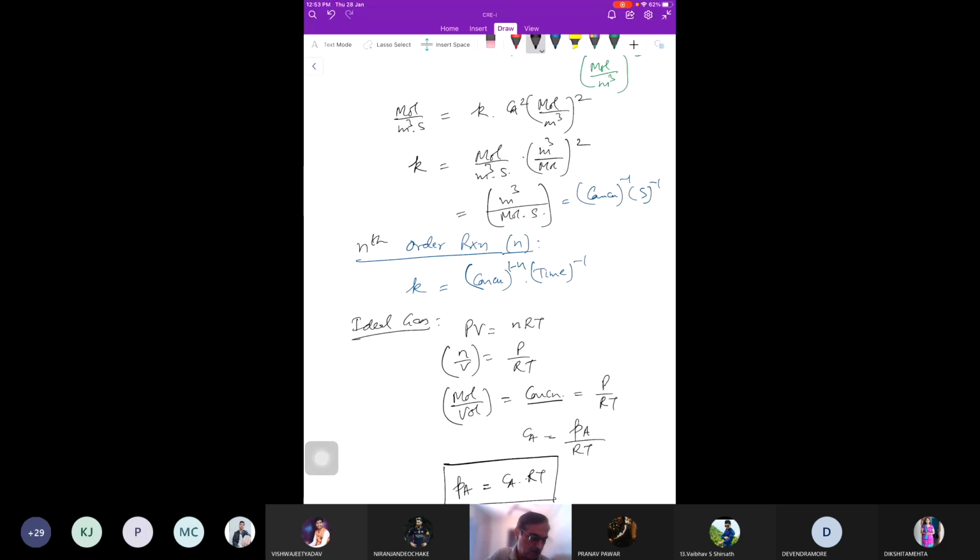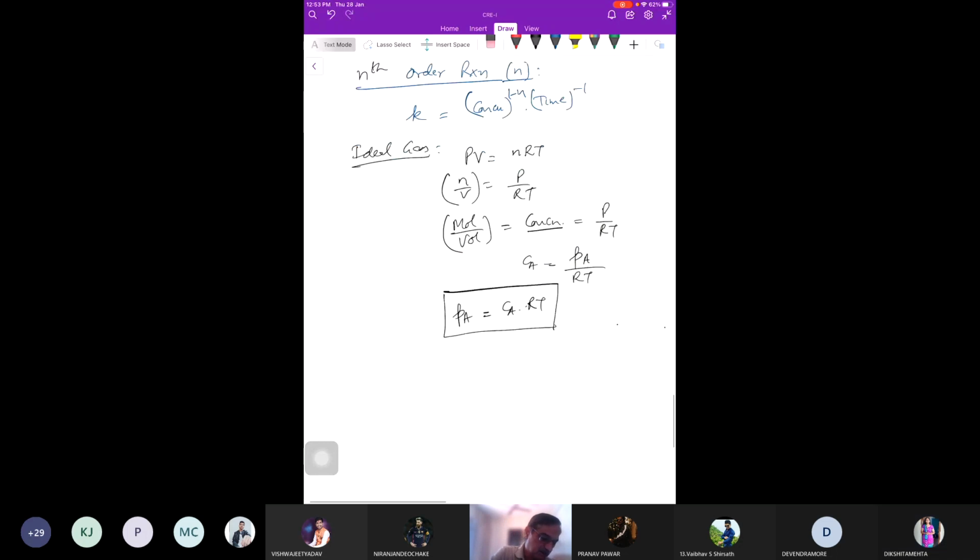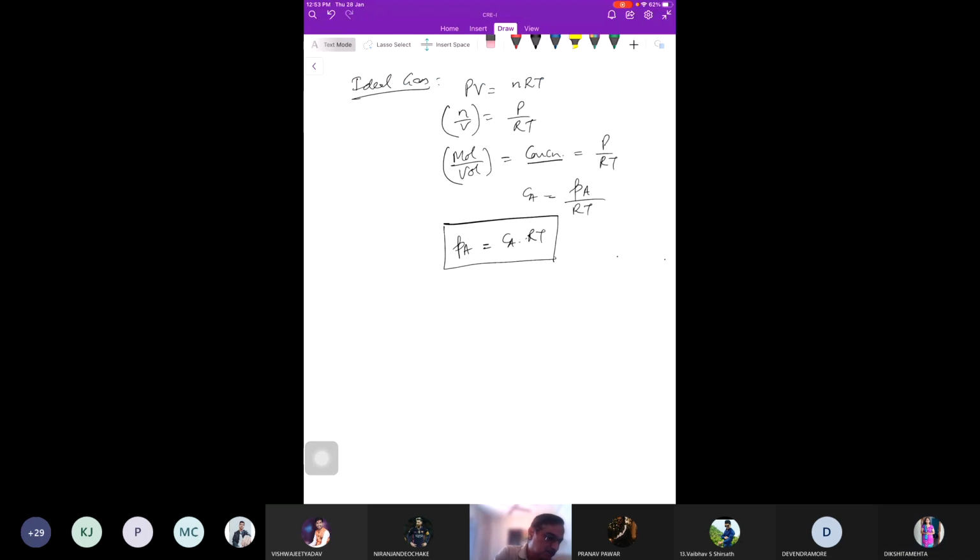K is equal to concentration raised to the power of 1 minus n time inverse. Okay, Dikshita. Sir, how did we get concentration raised to 1 minus n? Okay, let's see now. Let's go back to basics now. How is rate equation defined?